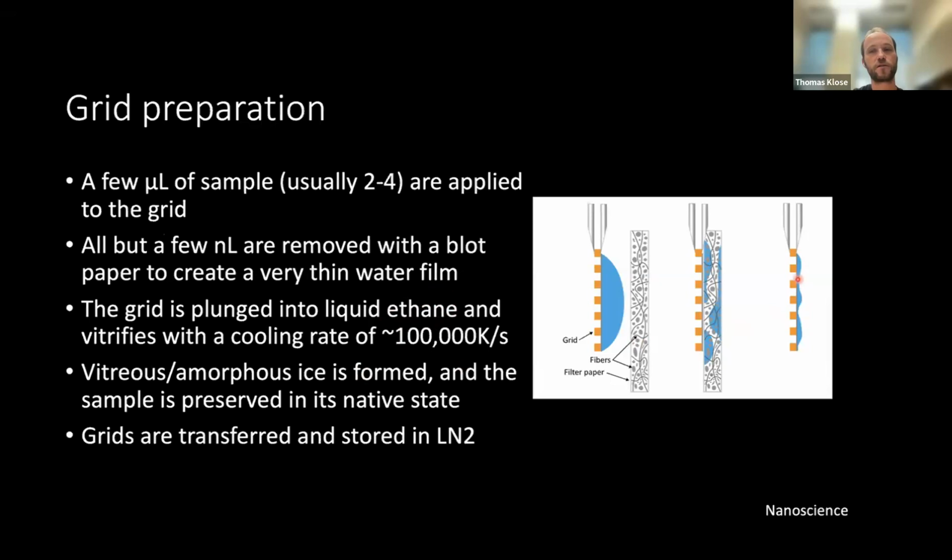And then once this is done, the grids are transferred and stored in liquid nitrogen. The reason that ethane is used is because it has properties that allow this really fast cooling rate, but it is actually dangerous. It's a flammable gas, and for safety reasons, you do not want to have a lot of it around. So once it has cooled rapidly, it is perfectly acceptable to have liquid nitrogen, which is roughly the same temperature, about minus 200 degrees centigrade. And that is a much safer storage place, because liquid nitrogen, if it evaporates, becomes nitrogen gas, which, unless it's in really large quantities, is not really dangerous.